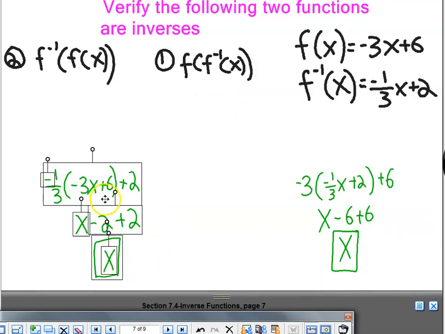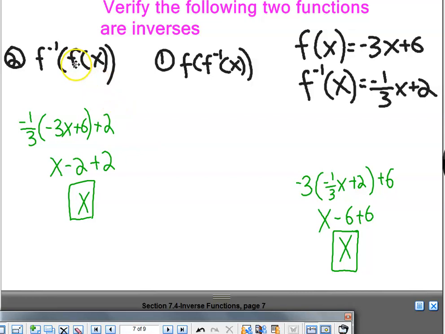So, what do I do here? What is the f of x function? Negative 3x plus 6. Everywhere in the inverse function, I see the letter x, which is this one right here. I replace it with this: negative 1/3 times negative 3x plus 6. Negative 1/3 times negative 3x is x. Negative 1/3 times a positive 6 is a negative 2. Negative 2 plus 2 goes away.